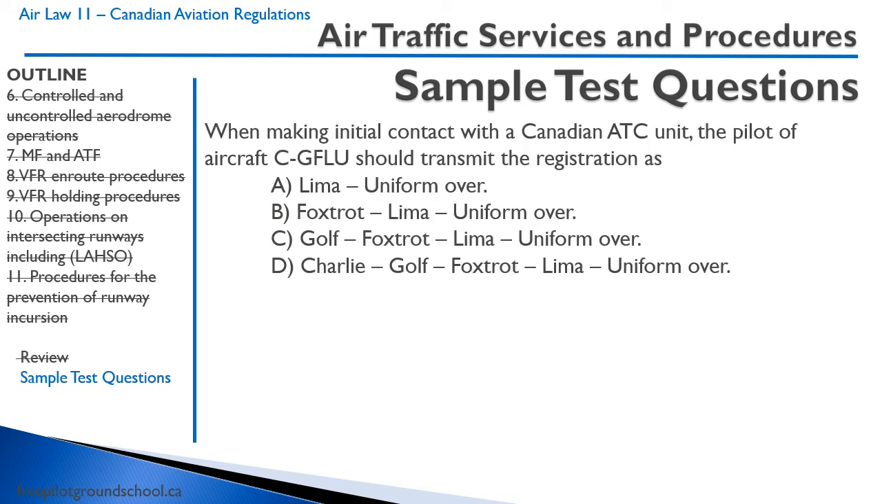Here's a question that will come up both on your PSTAR as well as something similar on your radio license. On initial contact with a Canadian ATC unit, the pilot of aircraft C-GFLU should transmit the registration as... So remember, the registration is the last 4 letters. So Golf, Foxtrot, Lima, Uniform. C is the correct answer. They also have the full registration over in here, which is technically correct, but nobody ever really uses that anymore.